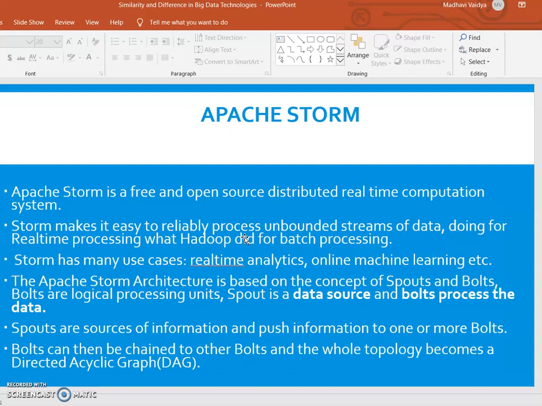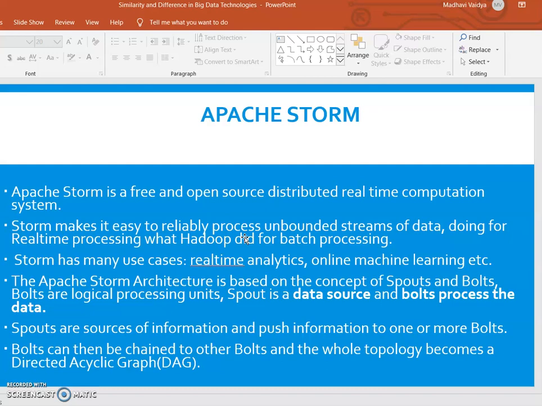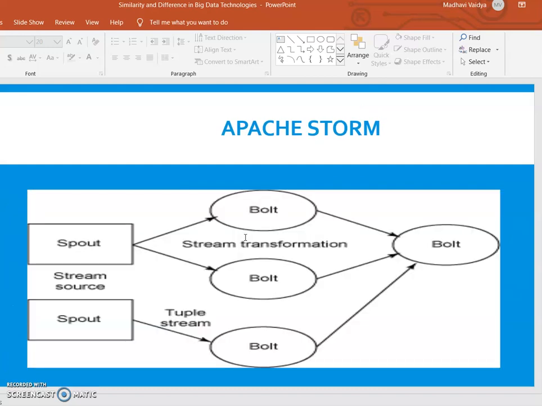So it is all about the free and open source distributed real-time computation system. It is talking about real-time analytics and online machine learning. Obviously, it consists of the spouts and the bolts. And a spout is a data source, and a bolt processes the data. So from spout to the bolt, the data is transferred. And obviously, it is talking about the directed acyclic graph. So you can see here there is no cycle, and it is directed from one node to another. Okay, so this is the whole topology. It talks about Apache Storm.